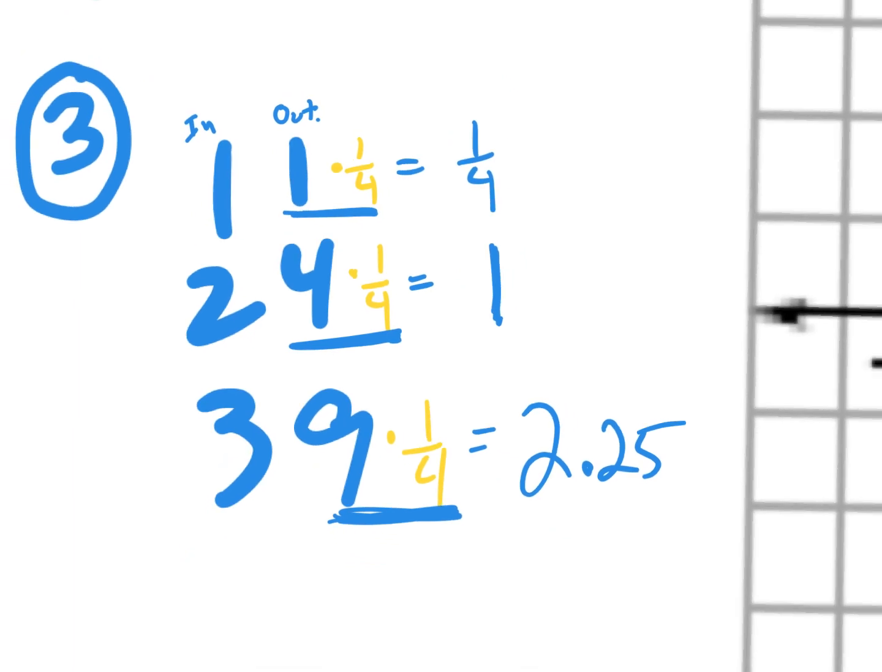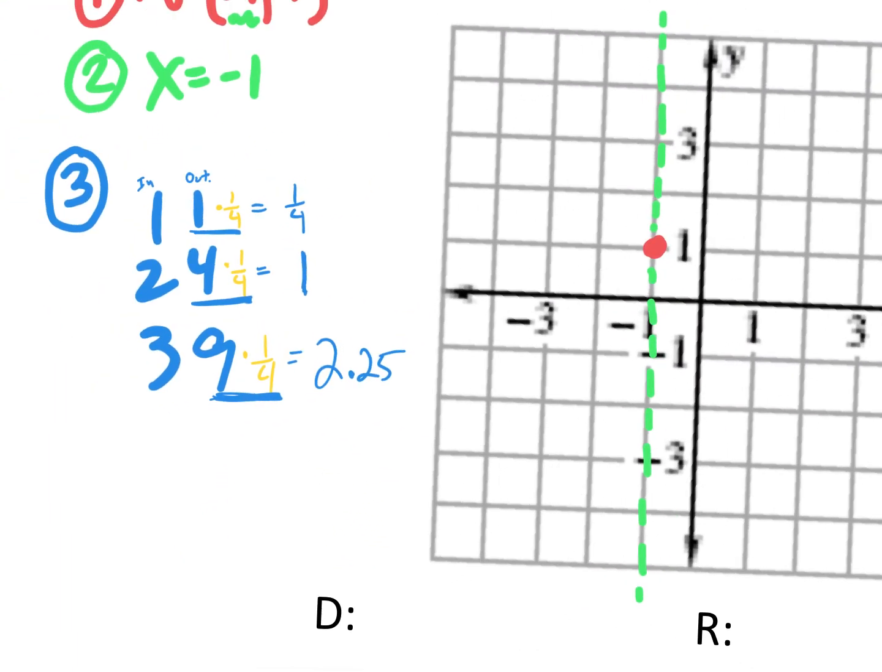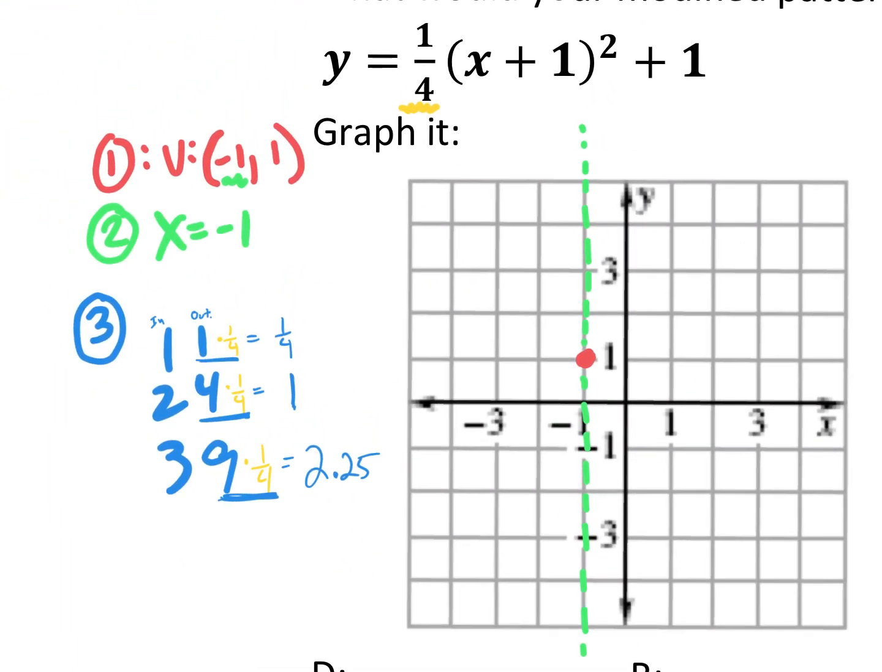So let's use this new modified pattern. I want to highlight the input and the output. We have the input 1, so it's 1, 1/4 instead of 1, 1. Instead of 2, 4, it's 2, 1. Instead of 3, 9, it's 3, 2.25. So let's go to the vertex.